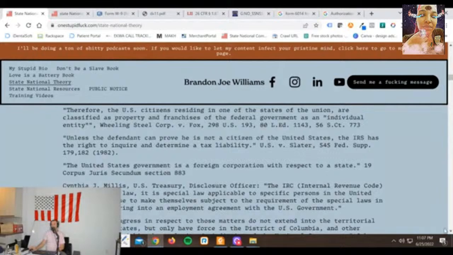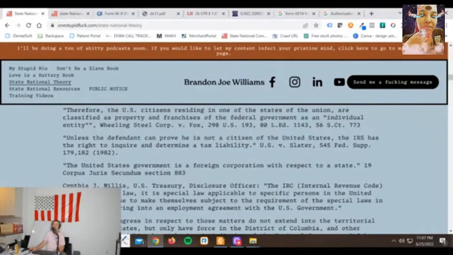Oh, we've already gone over this one. Therefore, the U.S. citizens residing in one of the states of the Union are classified as property and franchises of the federal government as an individual entity. Wheeling Steel Corp versus Fox. And then here we go. Unless the defendant can prove he is not a citizen of the United States, the IRS has a right to inquire and determine a tax liability.